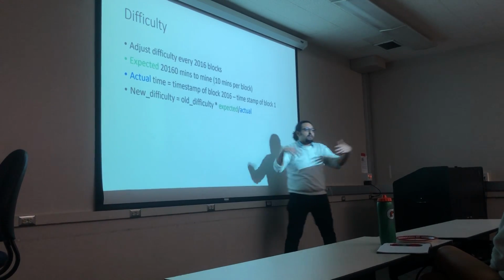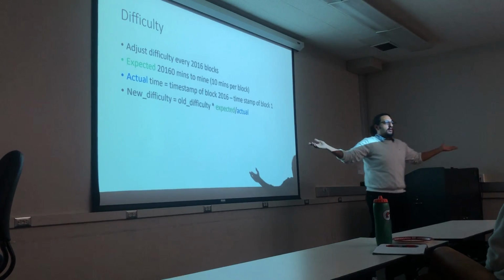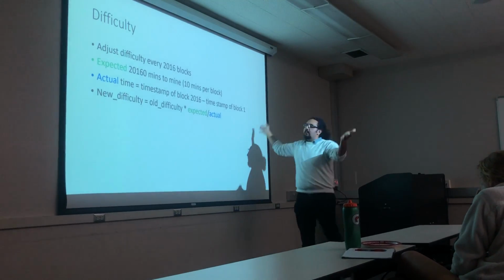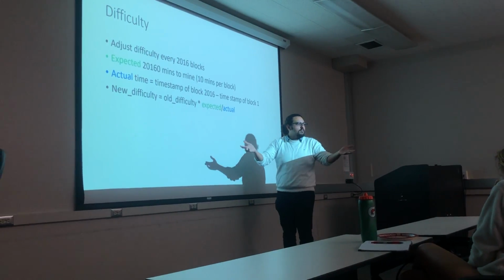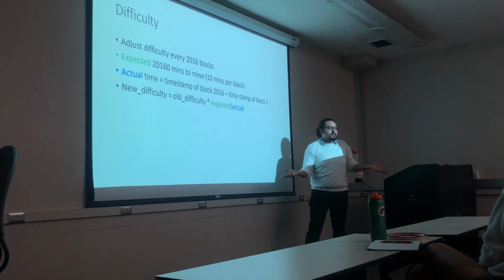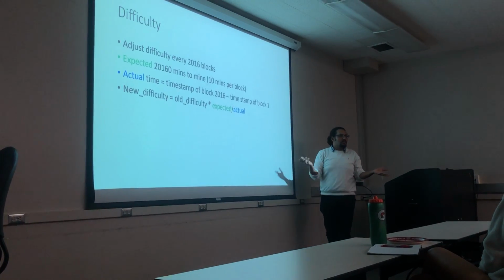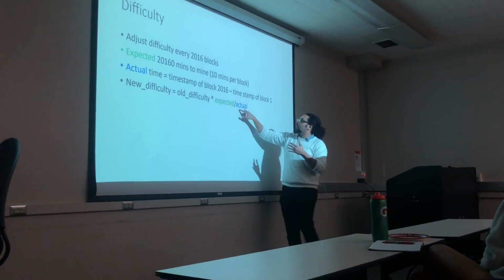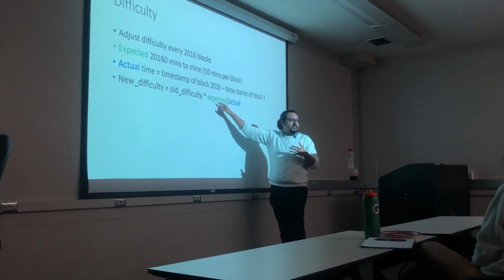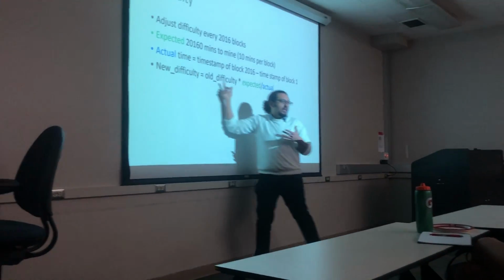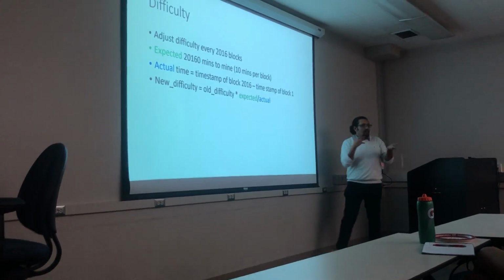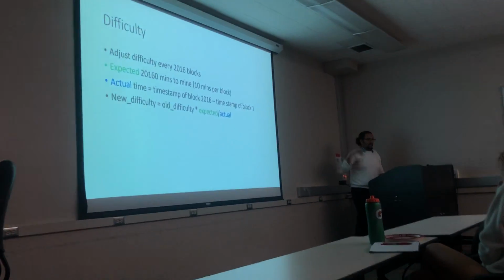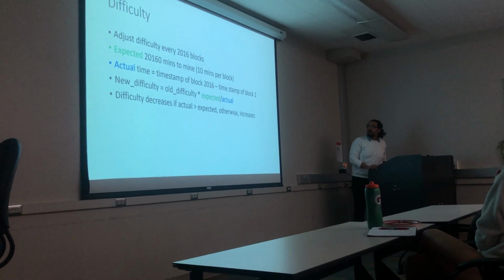And by doing that, it can be done in a distributed way. If we all run the same algorithm, we'll end up having the same difficulty. Does that make sense? Of course, if the actual time was much more than the expected, what's going to happen is that the new difficulty will be less than the old one. Okay, so it's self-adjusting. And that's also part of the beauty of the protocol.